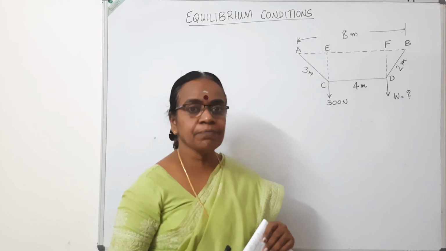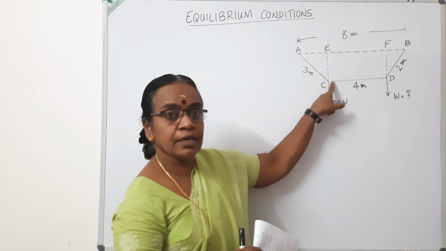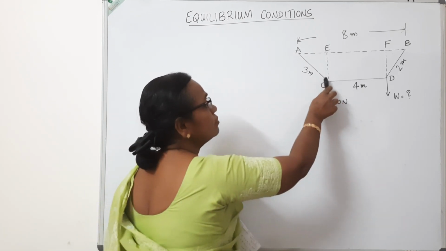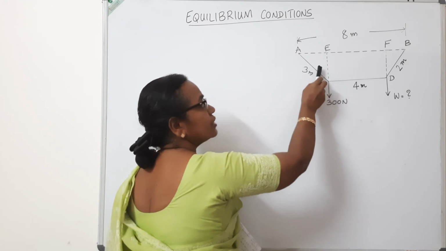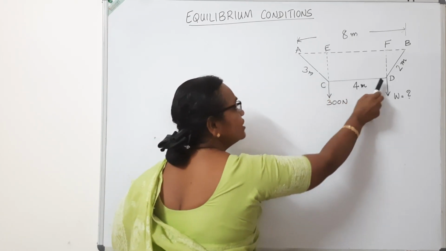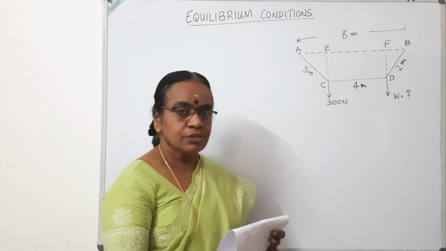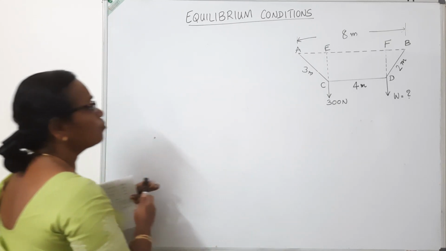For that, we consider the first point C. Let us consider point C. This point C is in equilibrium under the tension in this rope CA, the tension in this rope CD, and the weight 300. So you consider equilibrium of point C.